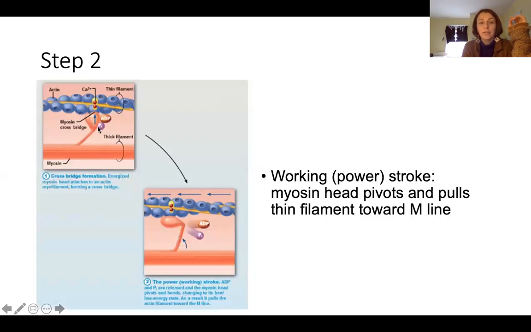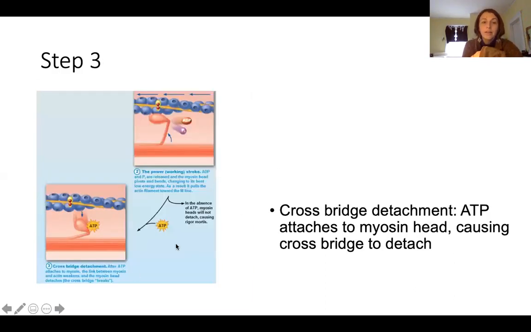So that's step 1. Step 2 is that there's a working stroke, which means it requires energy. The energy comes from adenosine triphosphate breaking a phosphorus bond, leaving adenosine diphosphate. Then the other phosphate is released, and that's what gives it a bit of energy to pull the actin filament forward. So that's called the working power stroke. That's what we have here, the working power stroke, and then we have the detachment after.